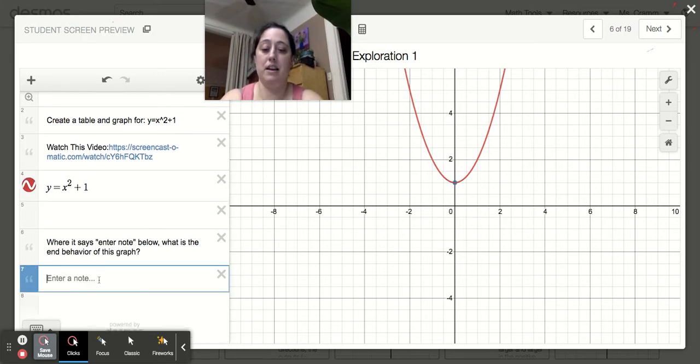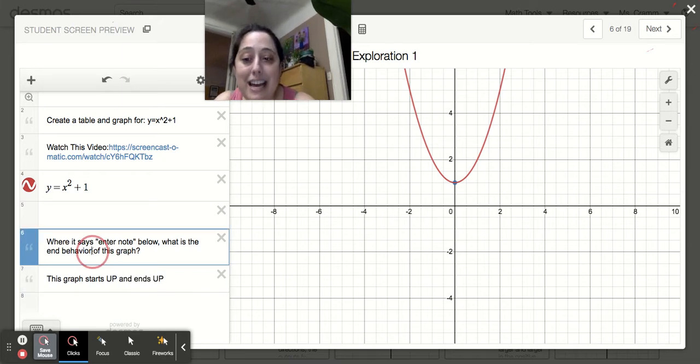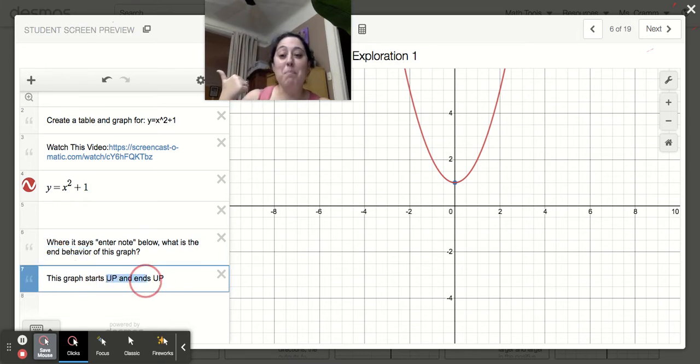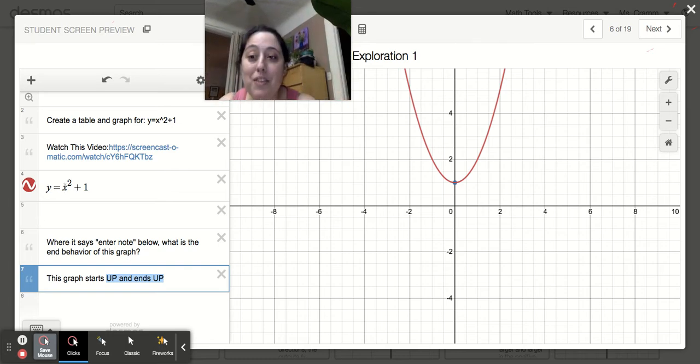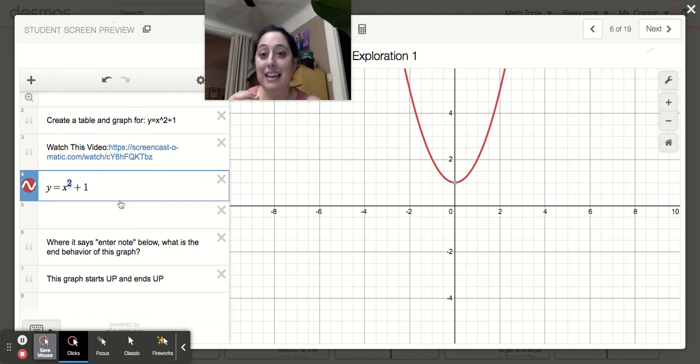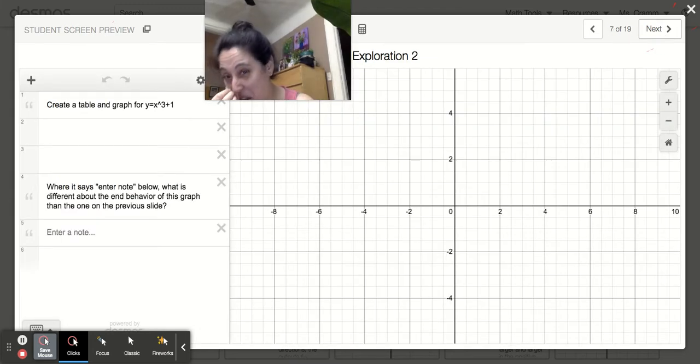Here, I can say this graph starts up and ends up. So that is the end behavior. And think back to the previous slide. If they both are the same direction, like they're both up, I know that the highest exponent will be an even number. All right. So let's go on to the next slide. Maybe we'll get some wording in here.